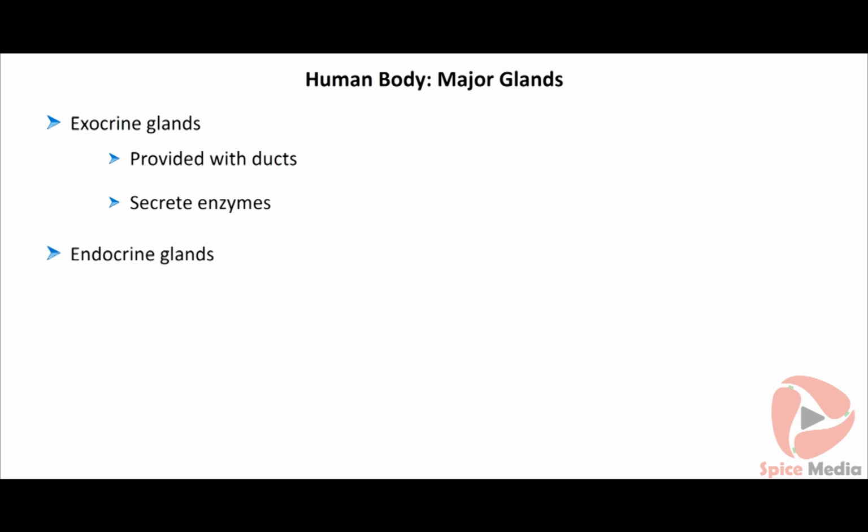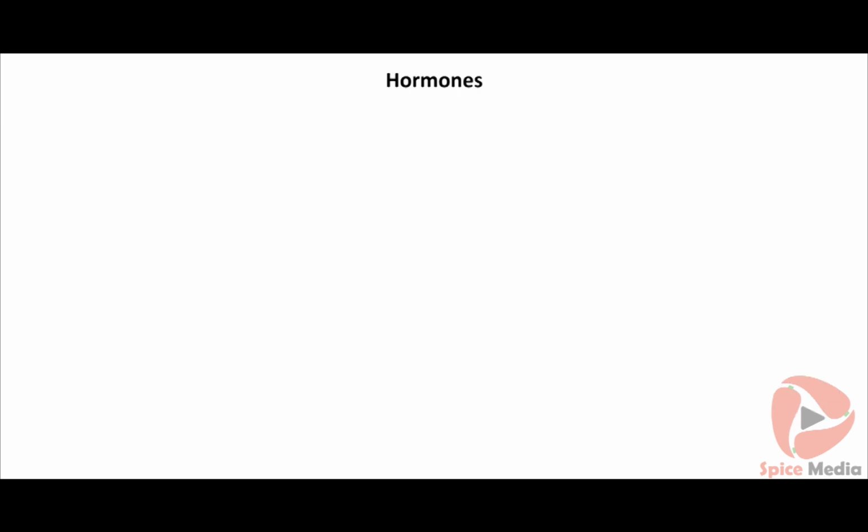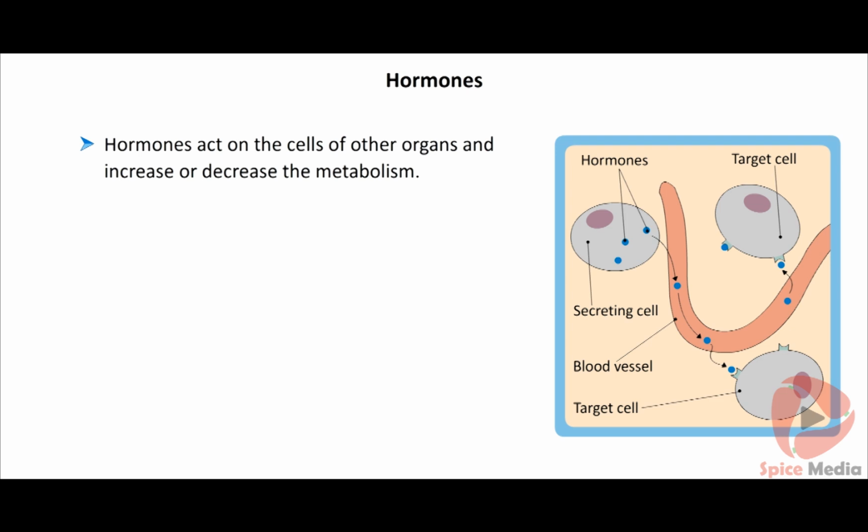Endocrine glands are otherwise said to be ductless glands as they do not have ducts. These glands secrete chemical substances called hormones directly into the blood. Blood acts as a medium of transport for hormones. Different endocrine glands present in our body are Pituitary, Thyroid, Parathyroid, Adrenal Gland, Pancreas and Gonads, which includes the testis and ovary. Hormones act on the cells of other organs and increase or decrease the metabolism.